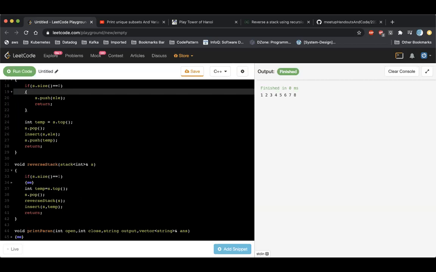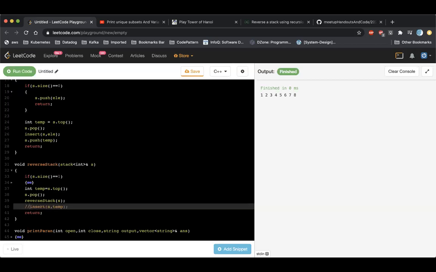I mean, if you comment this insert line on 40 and just do s.push temp. No, it's insert at the bottom. Yeah, you don't need to, because your hypothesis at line 39 is that your stack is already reversed. Let's take a diagram if you want. Or you can run the code as well. Okay, you're right. Yeah, it would push it on the top, right? What we want to do is insert it at the bottom.